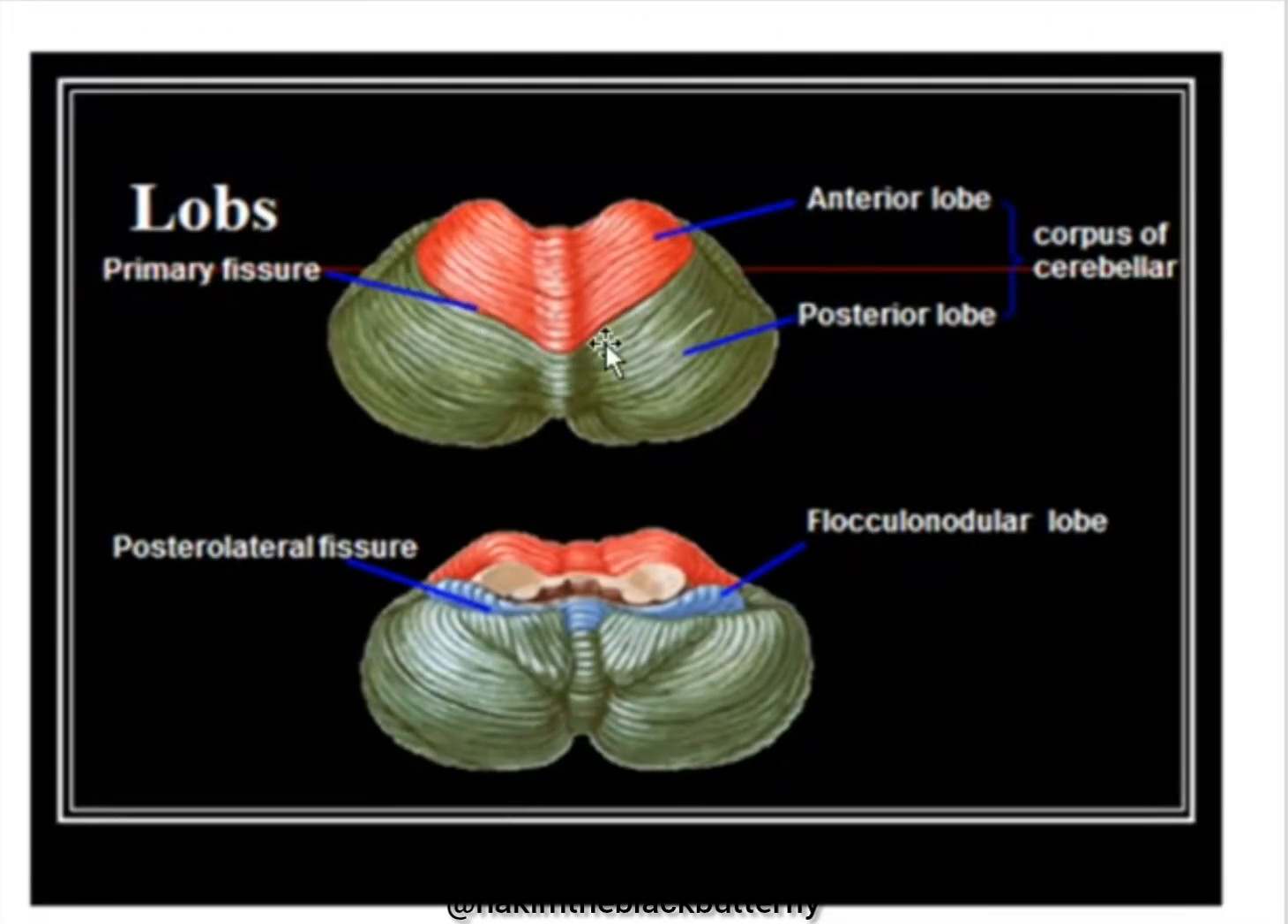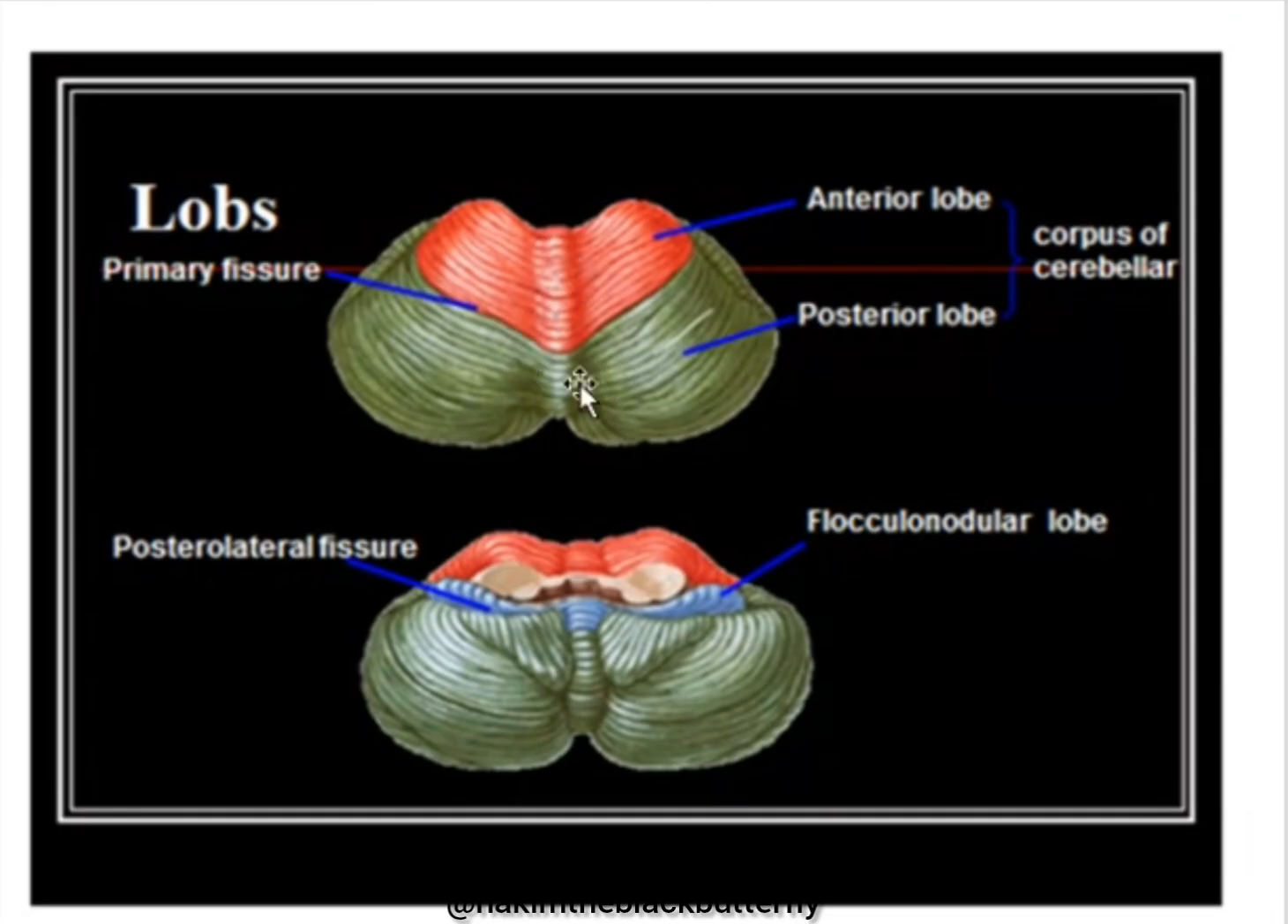This primary fissure is the boundary between the anterior lobe and the posterior or middle lobe. As you can see, part of the vermis is in the anterior lobe and part of it is in the posterior or middle lobe. And the two lobes are separated by a primary fissure, which is visible on the superior surface of the cerebellum.